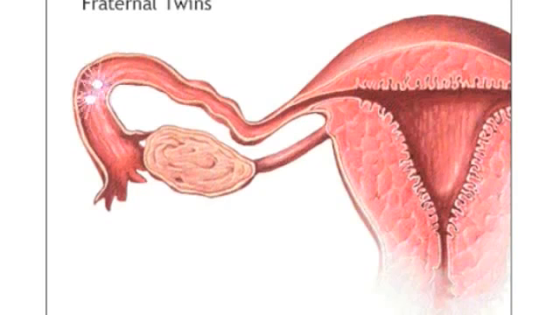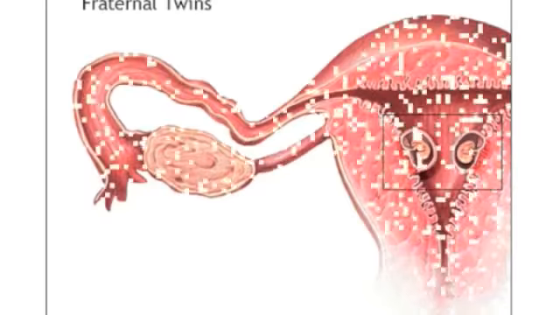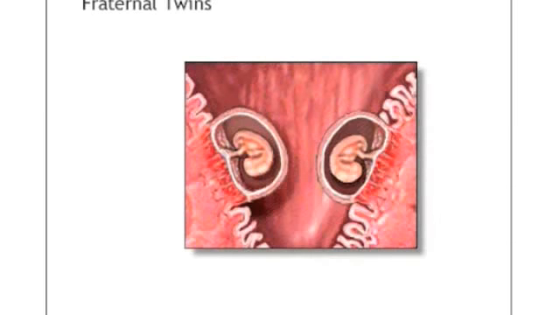During conception, both of these egg cells become fertilized by 2 different sperm cells, which is why fraternal twins don't look exactly alike. Sometimes they're not even the same sex. Here in the uterus, you can see that the twin embryos develop separately, each having his or her own chorion, amnion, and placenta.